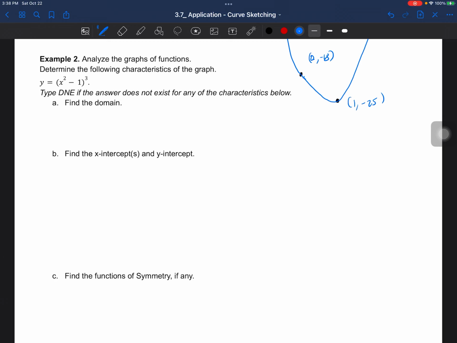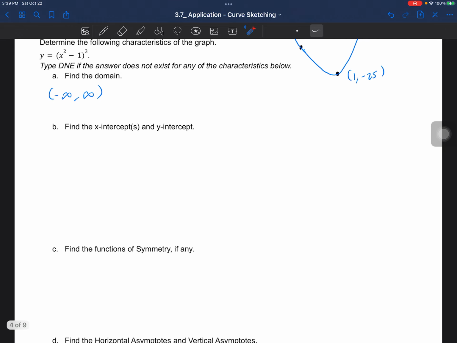So we're given this function y equals the quantity x squared minus 1, everything to the third power. And we're asked to find the domain of this function. The domain is going to be all real numbers, from negative infinity to infinity. The reason is that if you expand this, it just gives you a polynomial, and the domain of polynomial functions is all real numbers.